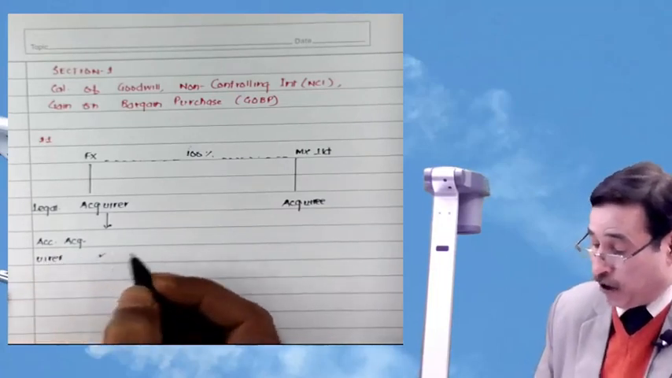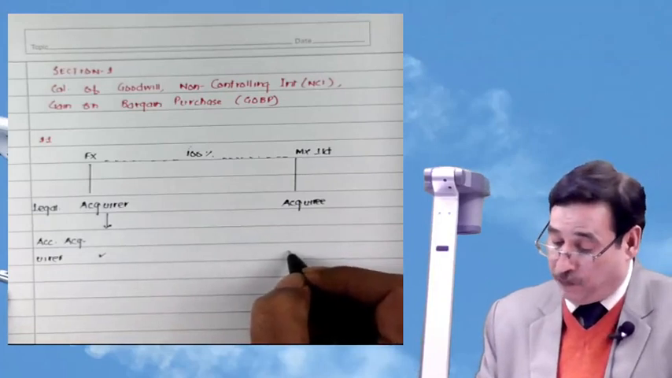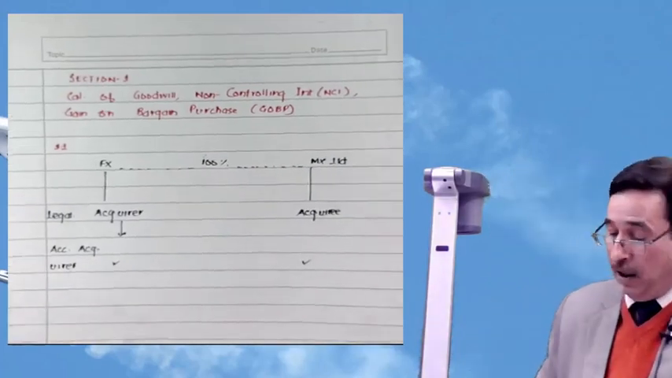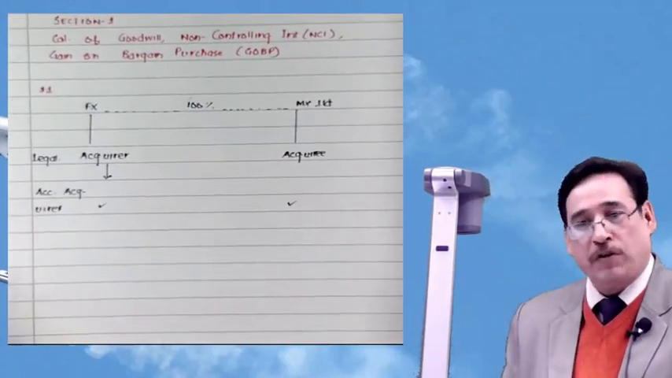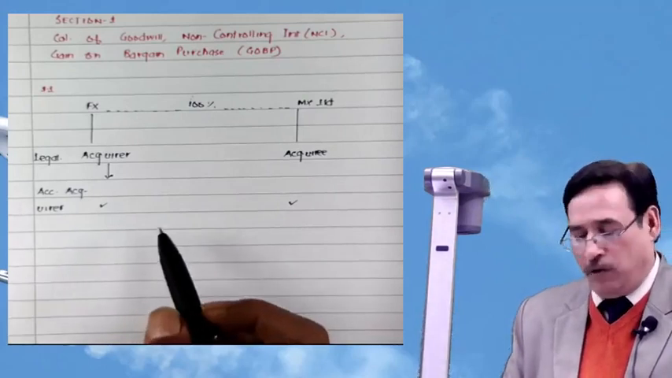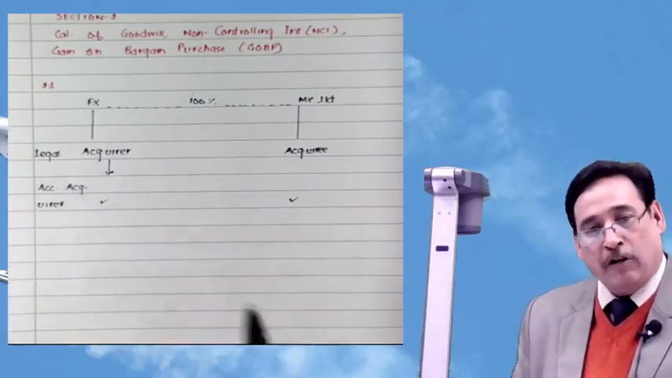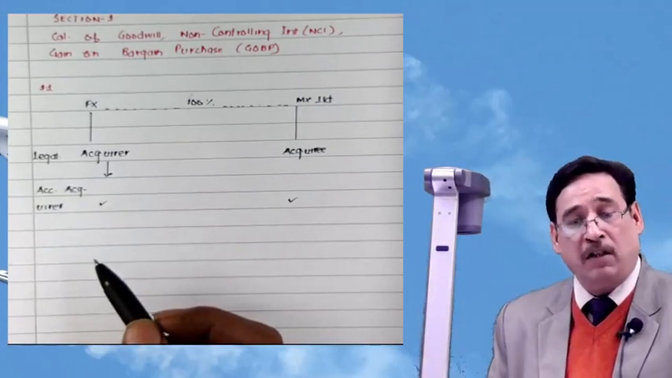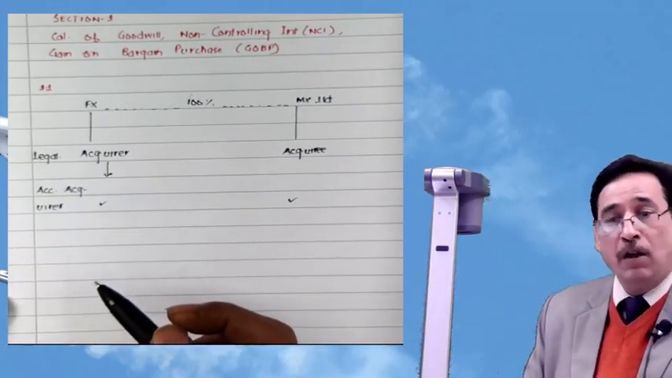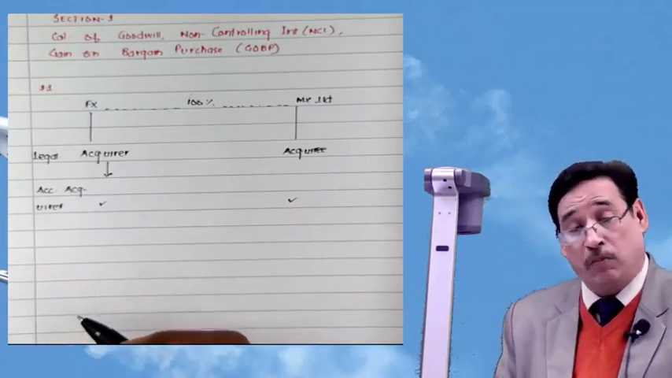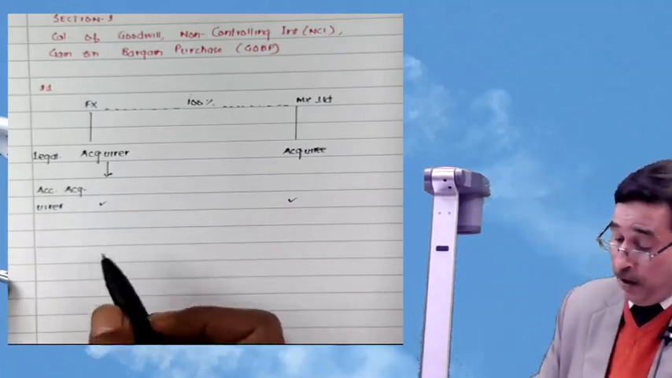FX is the accounting acquirer, and of course MX Limited is the accounting acquiree, correct? As far as straightforward questions are concerned, and I have already told you, 99.99% of the time the legal acquirer will be the accounting acquirer. However, in case studies, there might be some situations wherein we need to apply and think a lot before we conclude who happens to be the accounting acquirer.